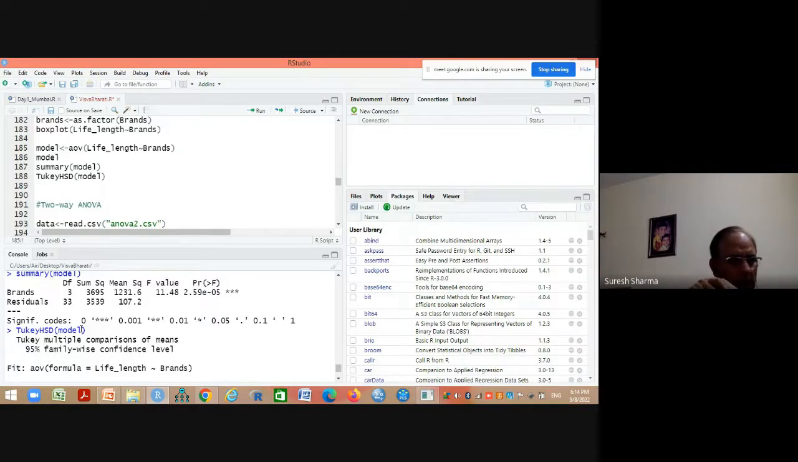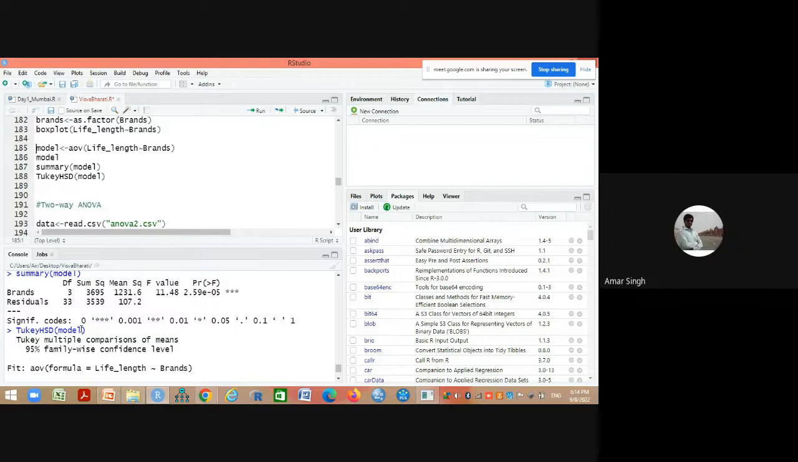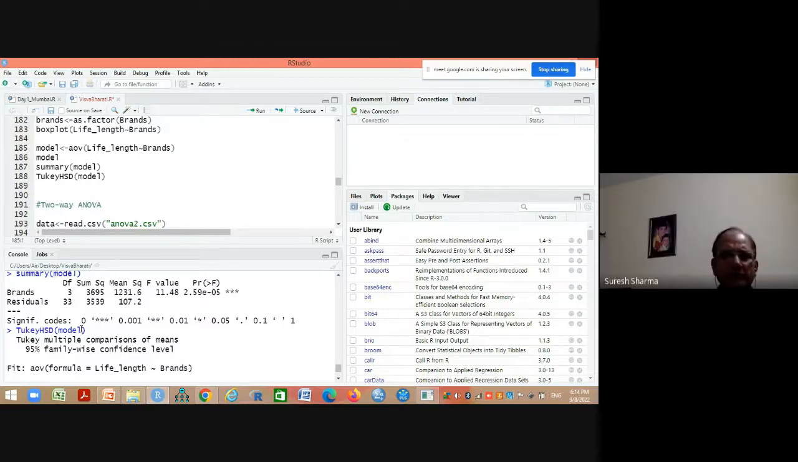If you have any doubt, please ask. Actually, sir, my question is about the F tabulated value. No, there is no need to see the tabulated value because you just look at the p-value. The computed value is 11.48, and when we do practicals in statistics, we look at the tabulated value of F with 3 and 33 degrees of freedom, and we compare the calculated value with the tabulated value.